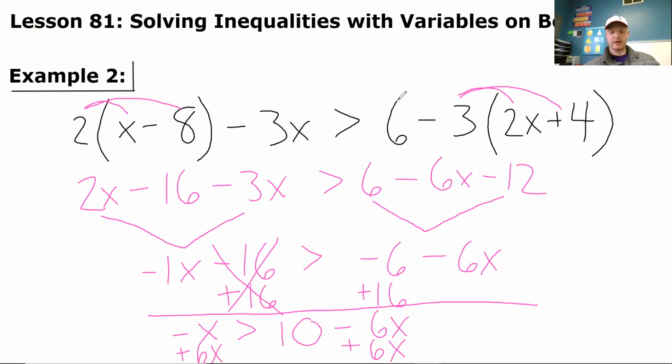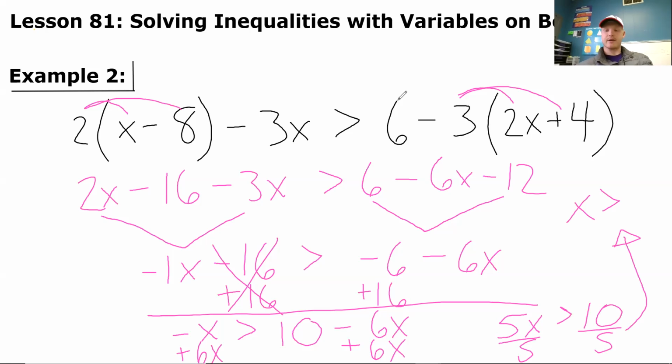and we are left with 5x is greater than 10. Divide by 5 to both sides. Lucky us, it's going to be a positive number. We don't have to flip the sign. So our answer is going to be, I'm just going to draw an arrow up here for my answer, x is greater than 2. There's my answer. I didn't divide by a negative, so I did not have to flip the sign.